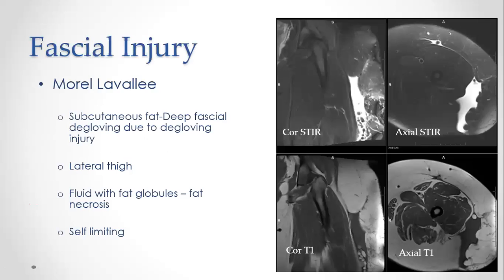Fascial injury, the most familiar example is actually Morel-Lavallée. They love it here in Canada. Each examiner would have one of these cases in their teaching file or exam file. This happens due to rapid deceleration after a fall, so you get a kind of degloving injury between the subcutaneous fat and the deep fascia. What you end up having is a fluid-filled cavity here with these fat lobules, and these fat lobules represent fat necrosis. So just recognizing the pattern of injury here.